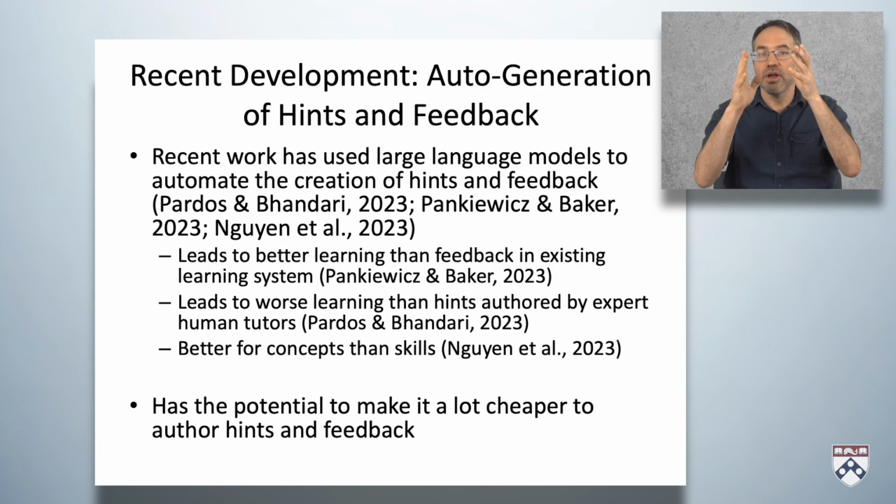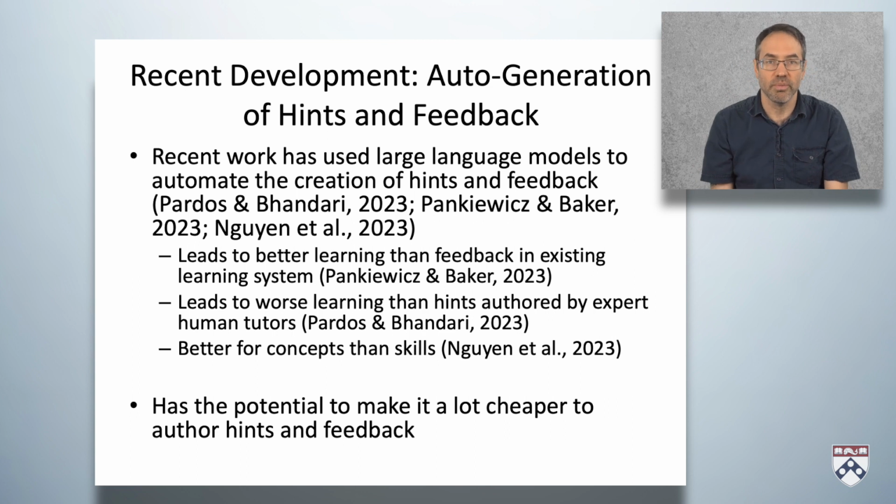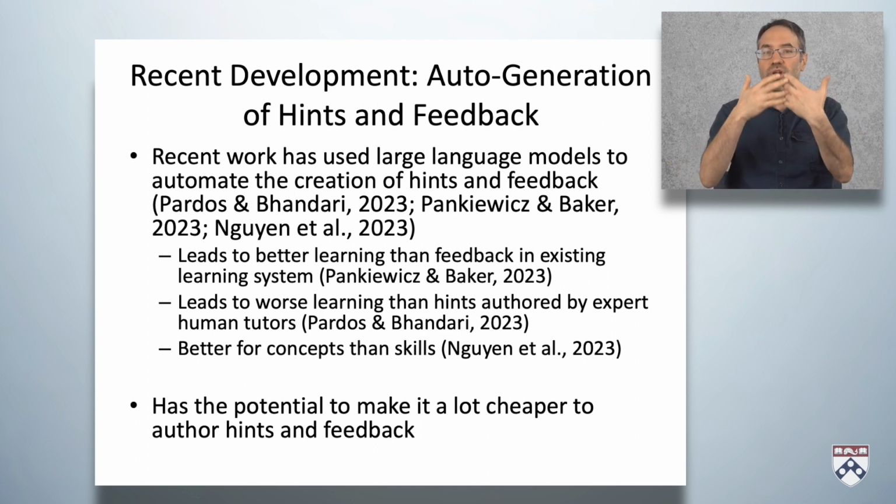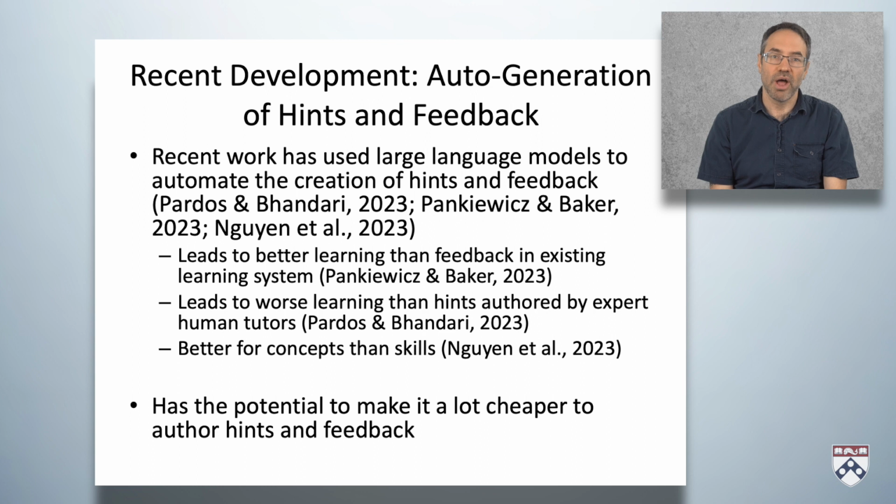Compared to this classic work, recent work has continued to advance in terms of hints and feedback, moving on to auto-generation that can provide hints and feedback at much greater scale and complexity than was possible for human beings to author. And this recent work in particular has used large language models to automate the creation of hints and feedback.